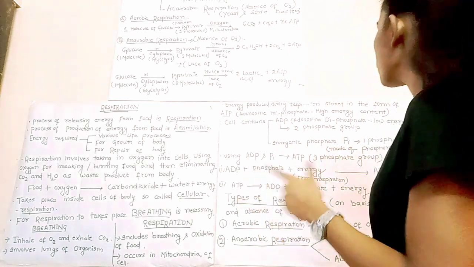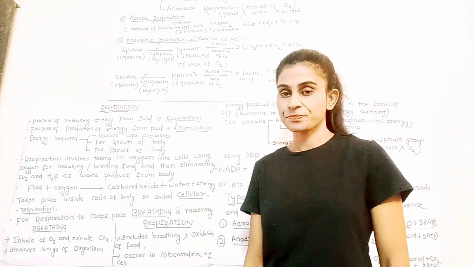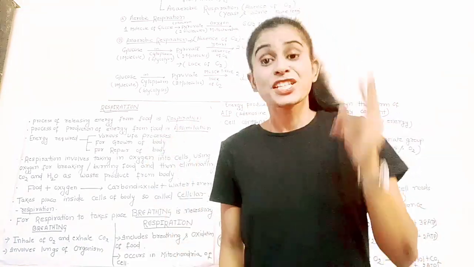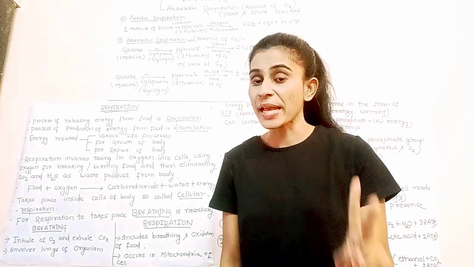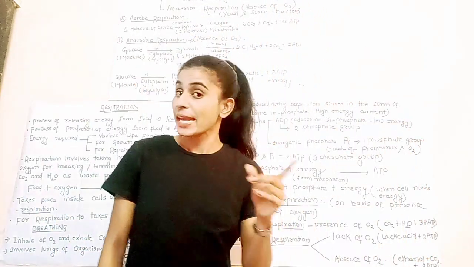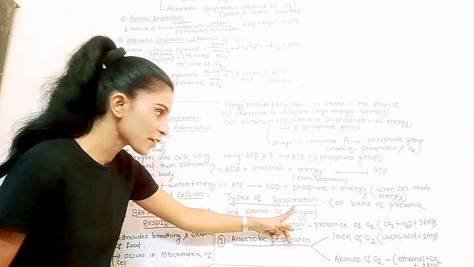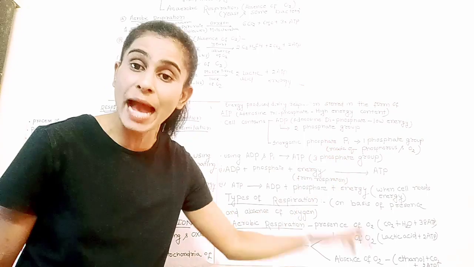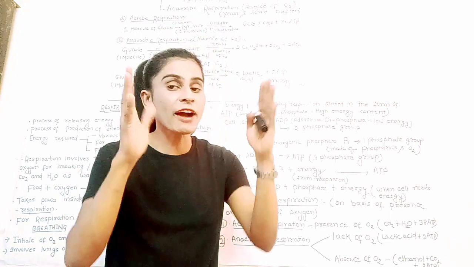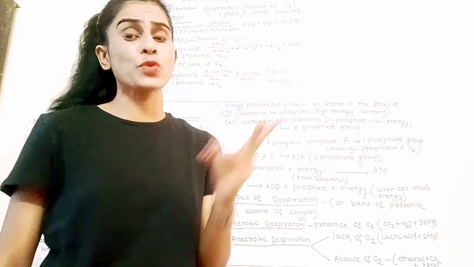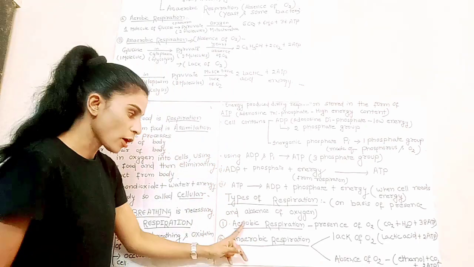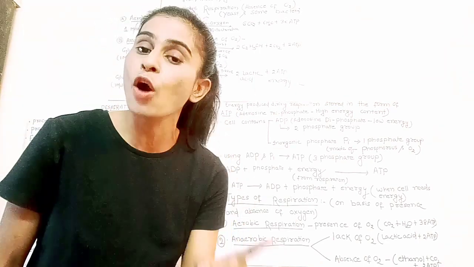Now let's move on to types of respiration. It's also a very important topic. Generally, there are two main types of respiration. The first one is aerobic respiration and the second one is anaerobic respiration. So how many types of respiration? On the basis of the presence and absence of oxygen, respiration is classified into two important categories, aerobic respiration and anaerobic respiration. Aerobic respiration is when there is the presence of oxygen.